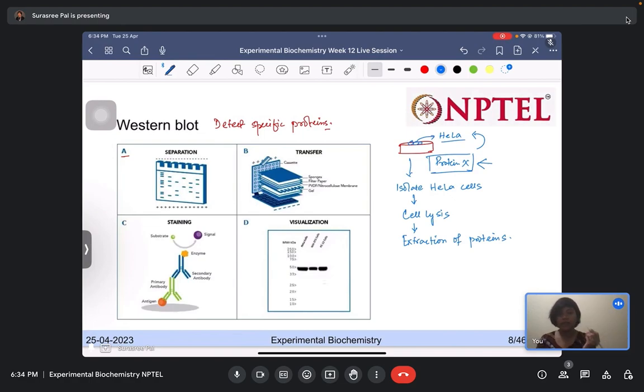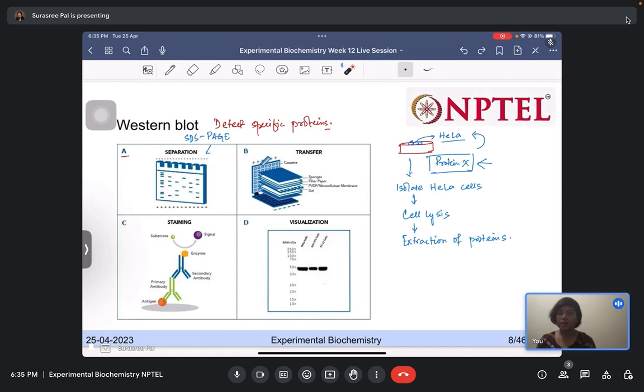So then these proteins are first of all denatured, right, and so they become linear, and these denatured and negatively charged proteins are run on the polyacrylamide gel, and these proteins will be separated according to their molecular weight. So this is the separation that we can see here, the separation phase. So that is the first step.